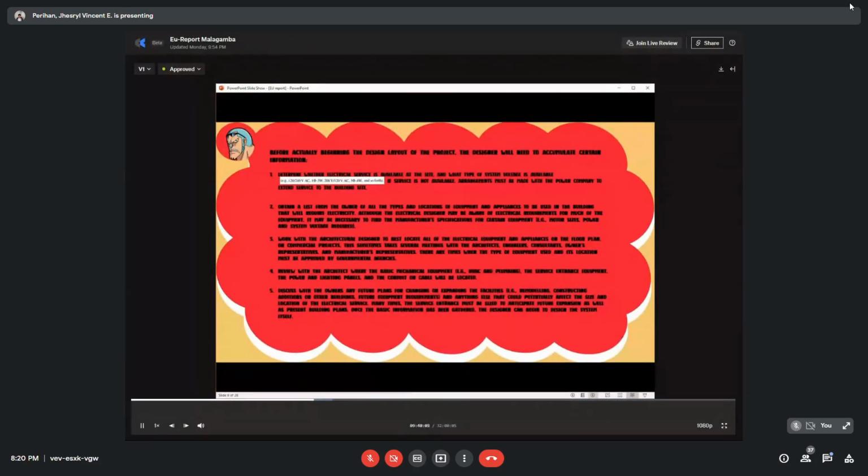Fourth, we need to review with the architect where the basic mechanical equipment, for example HVAC and plumbing, the service entrance equipment, the power and lighting panels, and the conduit or cable will be located. And lastly, discuss with the owners any future plans for changing or expanding the facilities, for example remodeling or constructing additional buildings, or future equipment requirements, and anything else that could potentially affect the size and location of the electrical service.